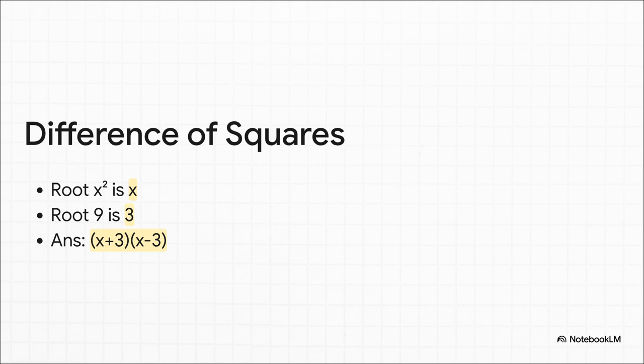You literally just take the square roots of both terms, which are x and 3, and you put them into two identical brackets. But here's the catch. You make one a plus and one a minus. Our result is simply x plus 3 multiplied by x minus 3. Once you know what to look for, it's lightning fast.